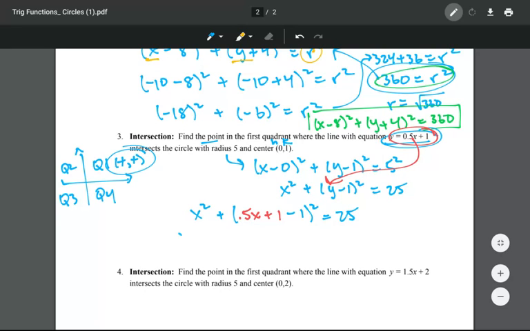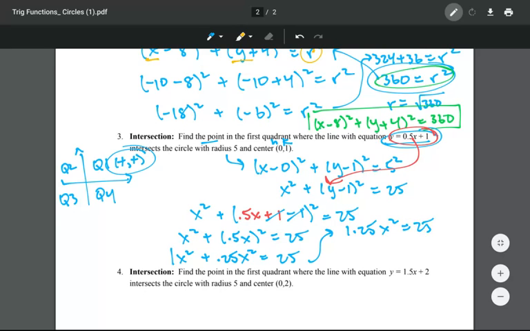So let's keep going. I get x squared plus, my 1's cancel, (0.5x) squared is equal to 25. So this is x squared plus 0.5 squared, which is 0.25x squared, equals 25. Adding those together, there's 1, so I get 1.25x squared equals 25. Divide both sides by 1.25.